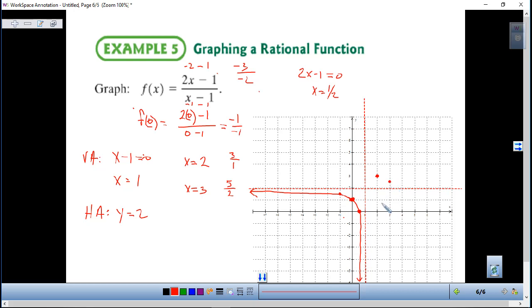All right, and once again, knowing what happens as we get closer and closer to that vertical asymptote, it goes off to positive infinity or negative infinity. This one looks pretty obviously going to positive infinity. And as we get further and further away from the origin, what happens? It's going to approach that horizontal asymptote. So here is most likely what this thing's going to look like.